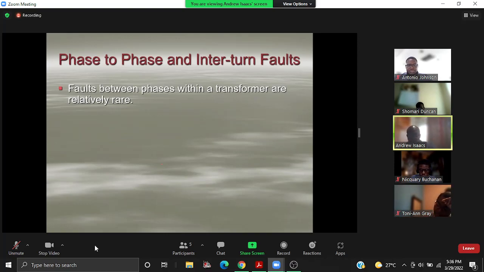For obvious reasons, you will hardly have this occurring. But remember, I said earlier that those through faults, if they are not properly managed, can have mechanical impacts on the transformer.